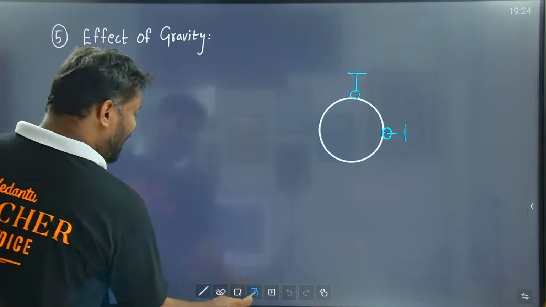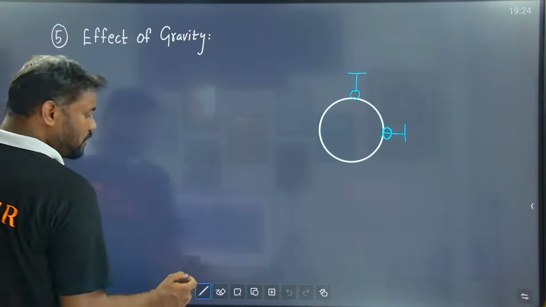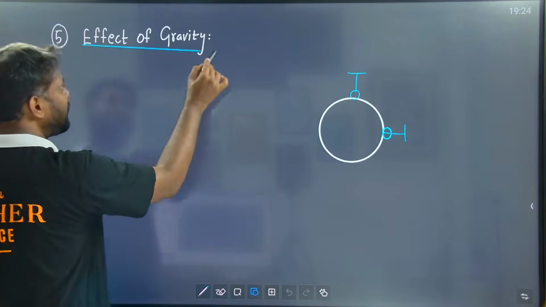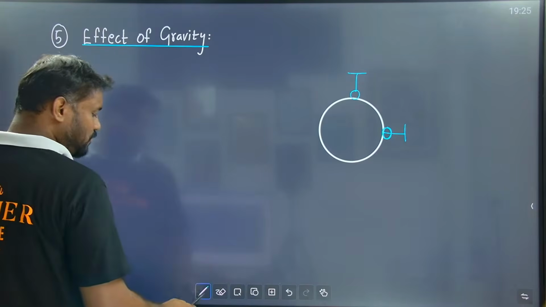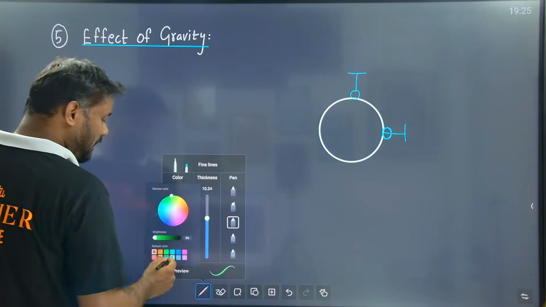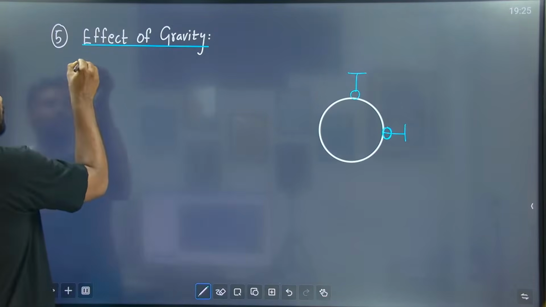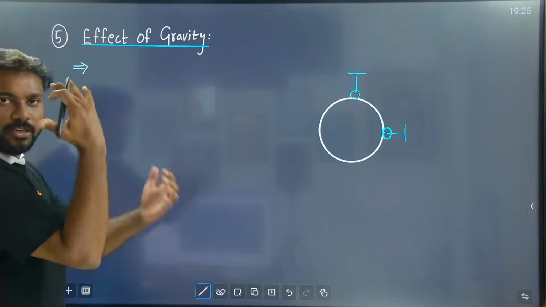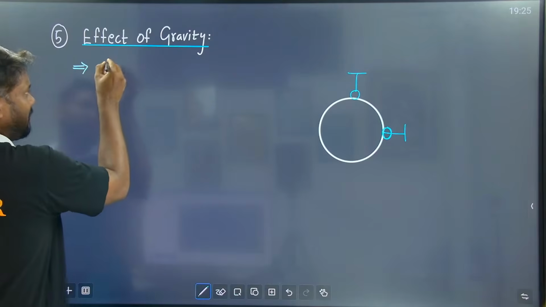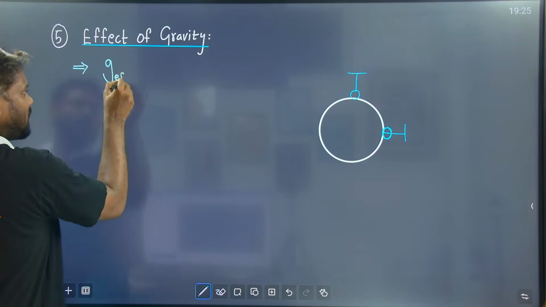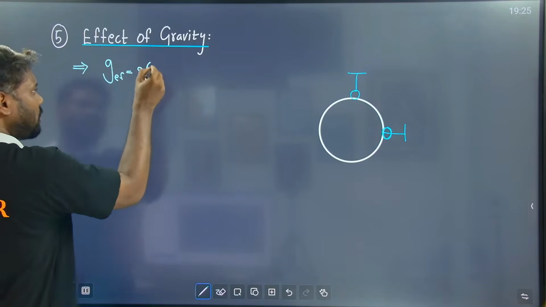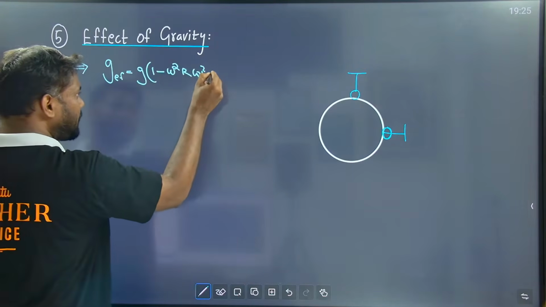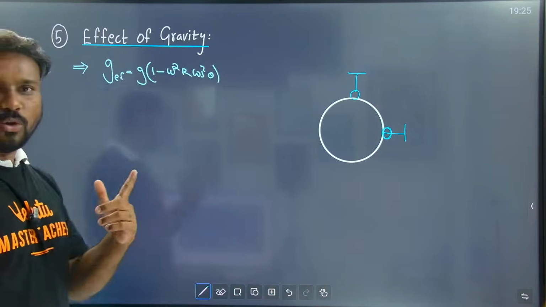Because we already know how gravity varies, right? We know how the acceleration due to gravity varies for different points. So how will the acceleration due to gravity vary? First, because of the rotation, the acceleration due to gravity will vary. Effective acceleration because of the rotation is g into 1 minus omega square R cos square theta. This is because of the rotational effect.